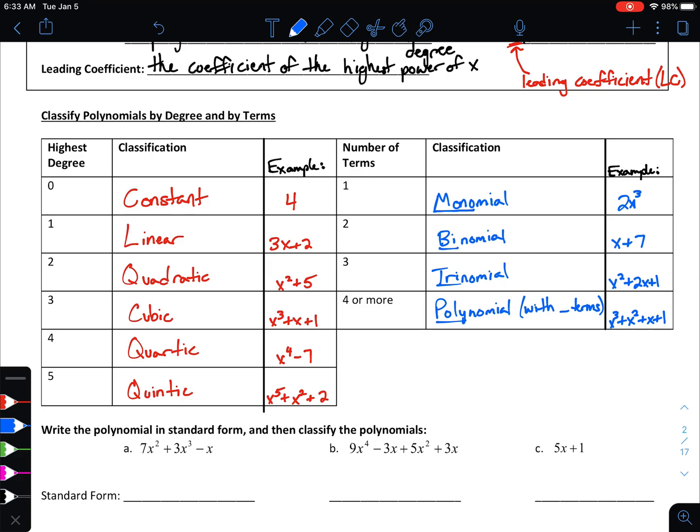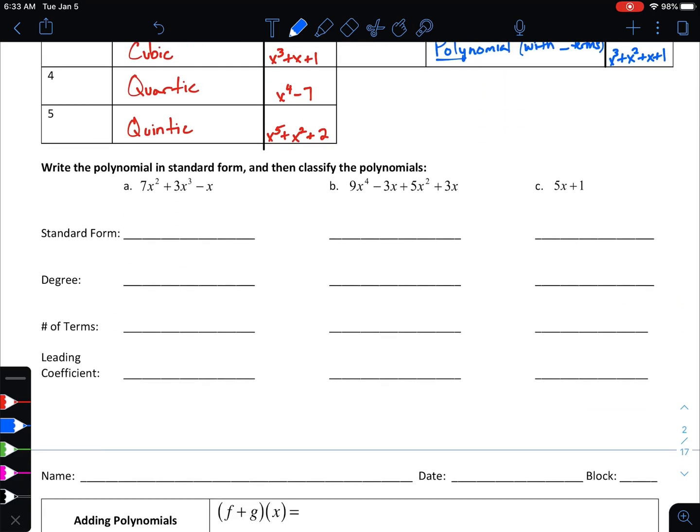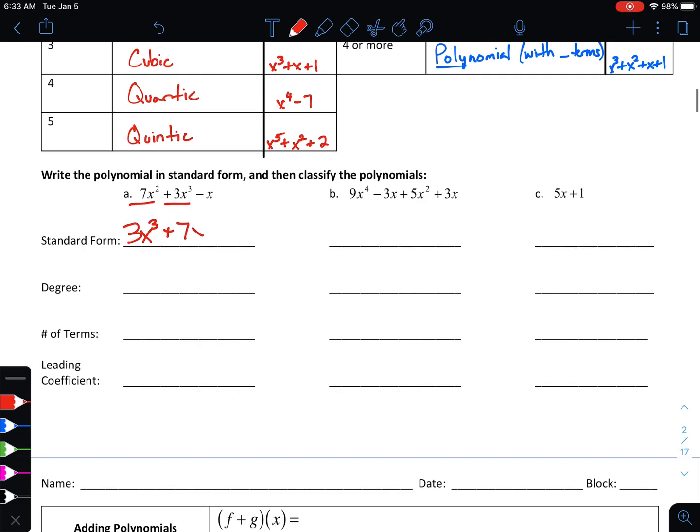Okay, so let's do some practice with writing polynomials in standard form and classifying. So starting with writing them in standard form, we need to write them from highest to lowest degree. So looking at example A, we've got 7x squared plus 3x cubed minus x. Our highest exponent is going to be x to the third. So we're going to start by writing this 3x to the power of 3 term first. Our next highest exponent then is x to the power of 2. So we'll put a positive 7x squared after that, so a plus 7x squared. And then we'll put our minus x, which would be x to the first power, at the very end.